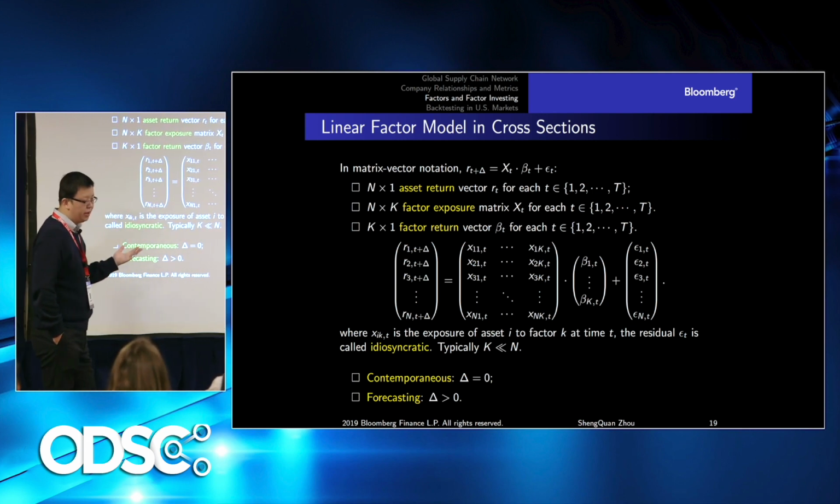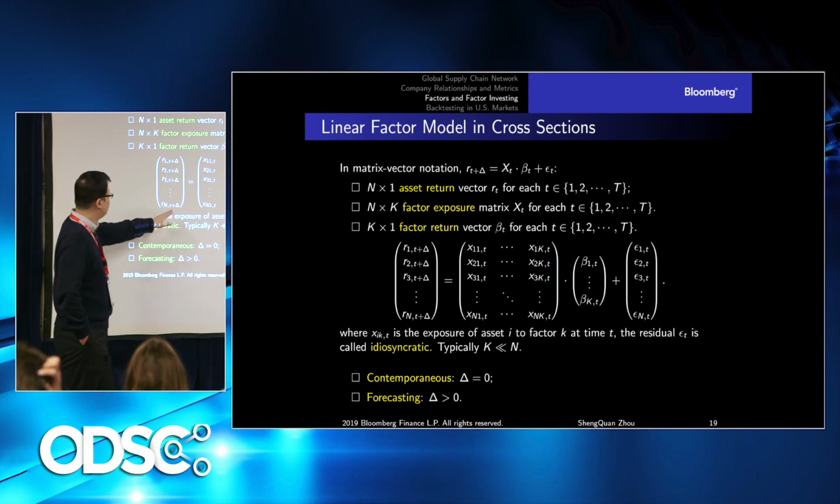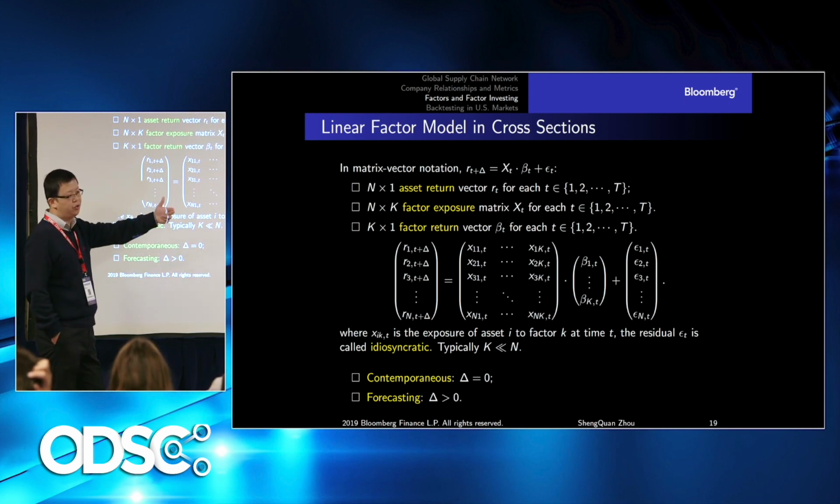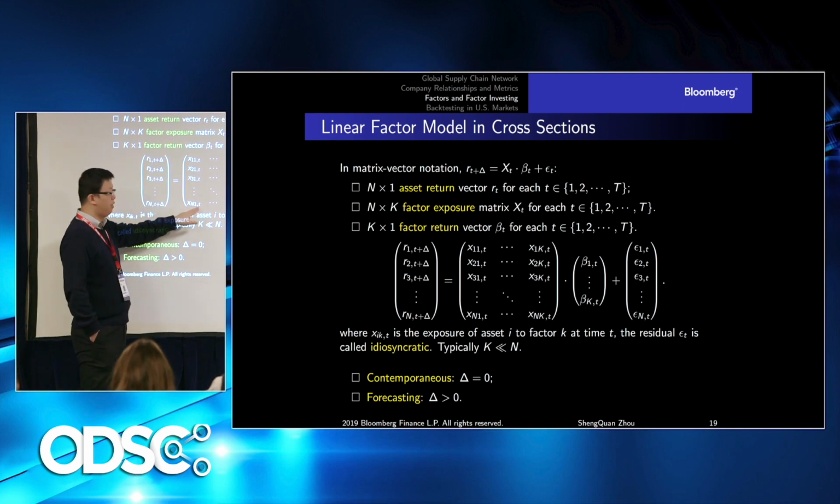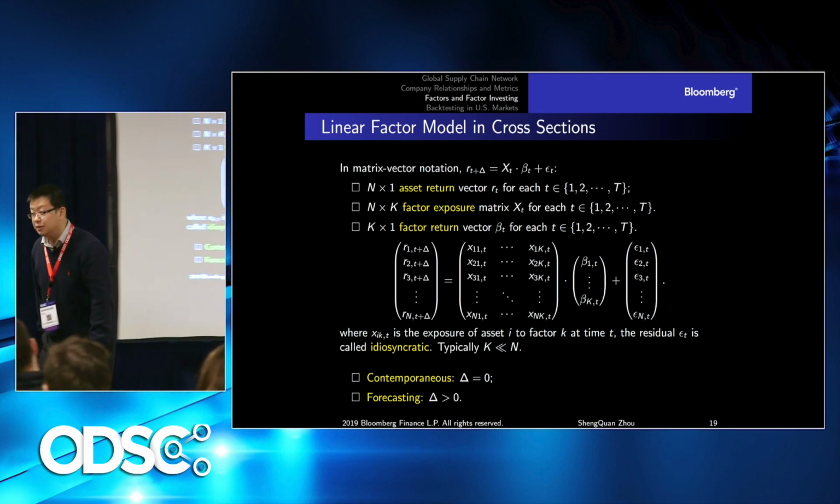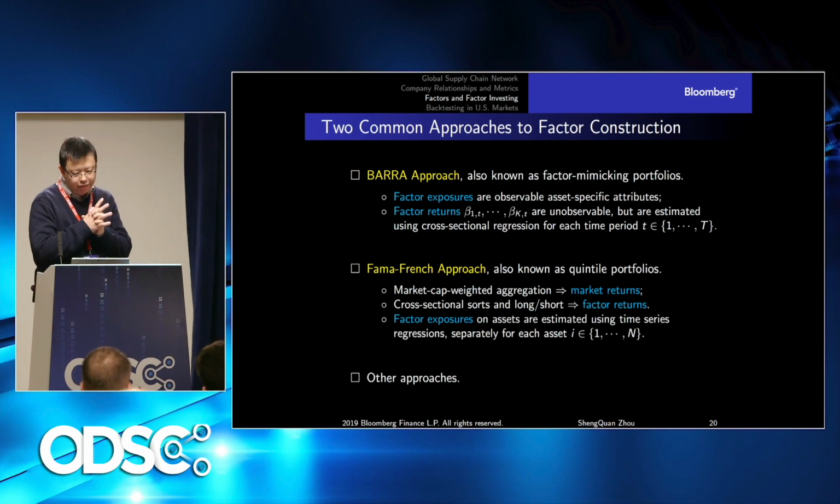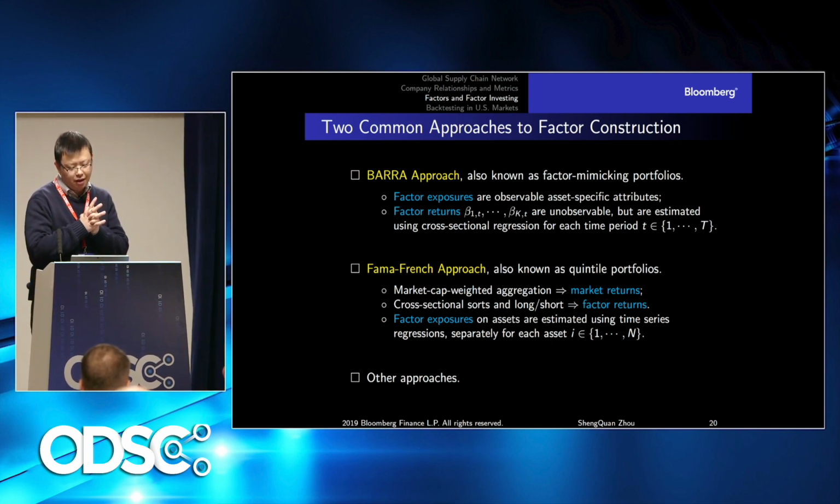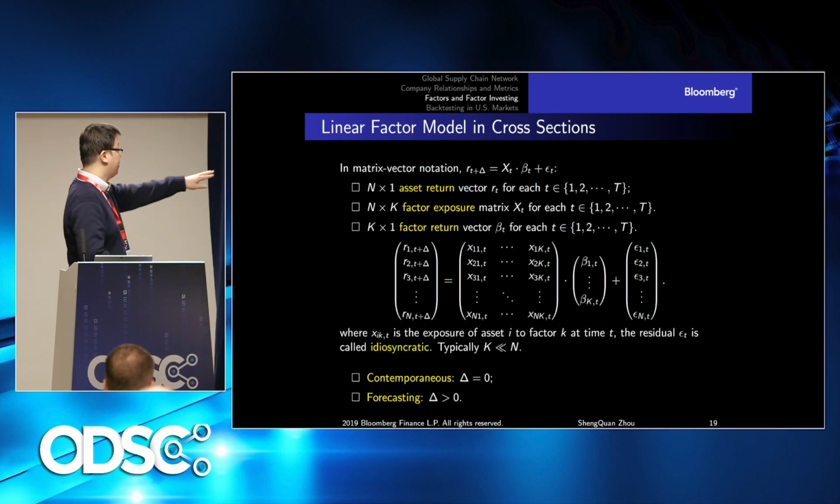This model can be formulated in a contemporaneous way or as a forecasting equation. If there's a delta, if we're talking about the return in the future, then it's a forecasting equation. If the time t here is the same time, then it's contemporaneous. A lot of factor asset pricing models focus on how to estimate the right hand side of the equation, because on the left hand side the return is known if you observe it from the market.